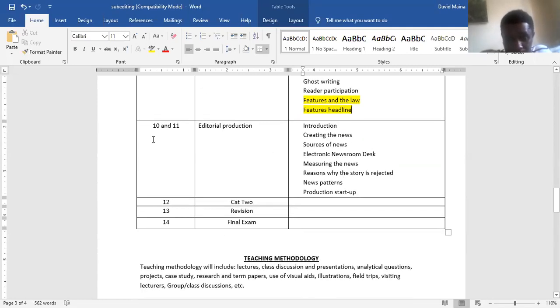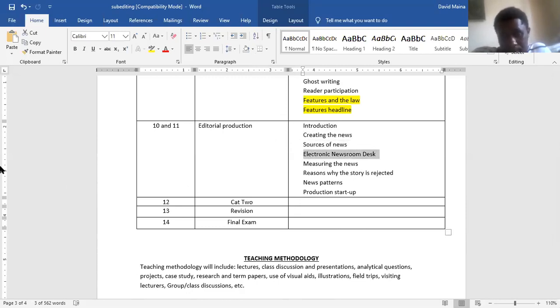The next thing, which is topic 10 and 11, we are going to look at editorial production. Here we look at the introduction. We are going to look at creating news. How do you create news? We will look at sources of news. Where do you get news?